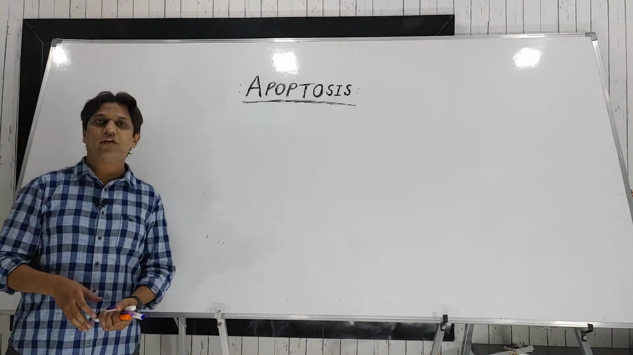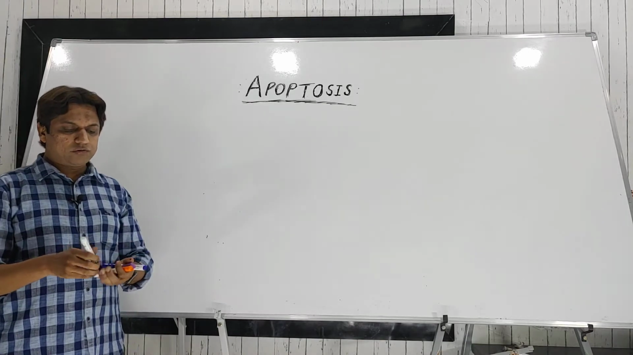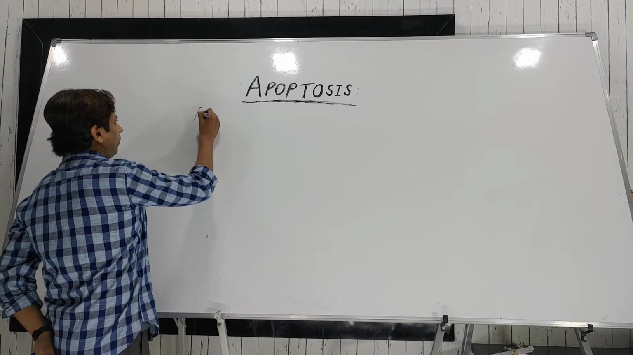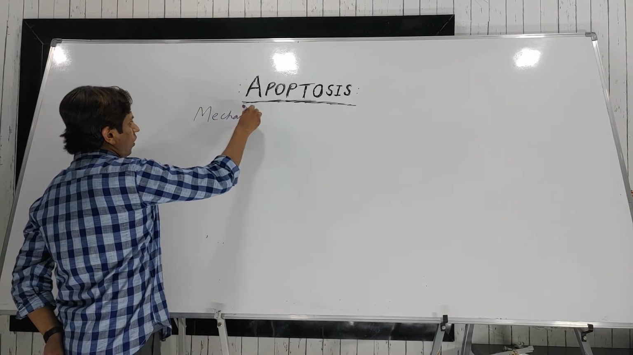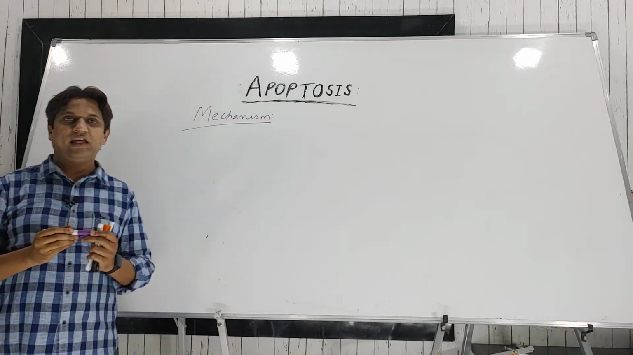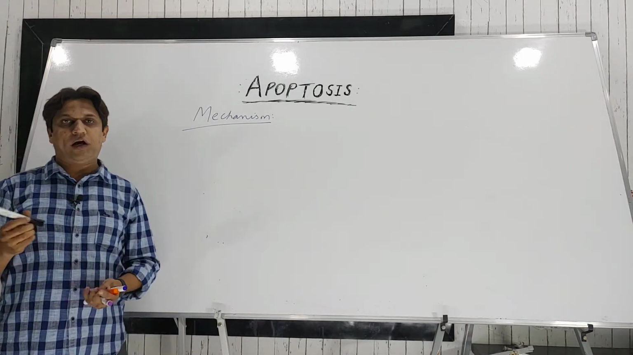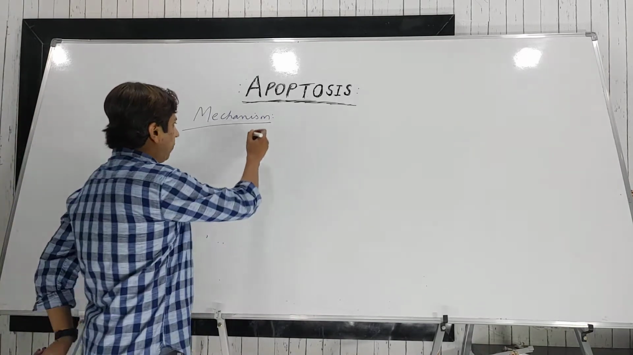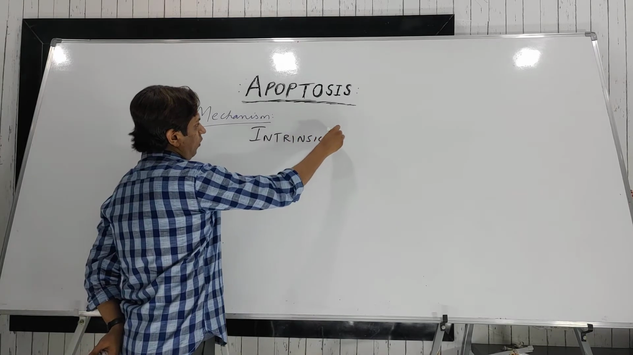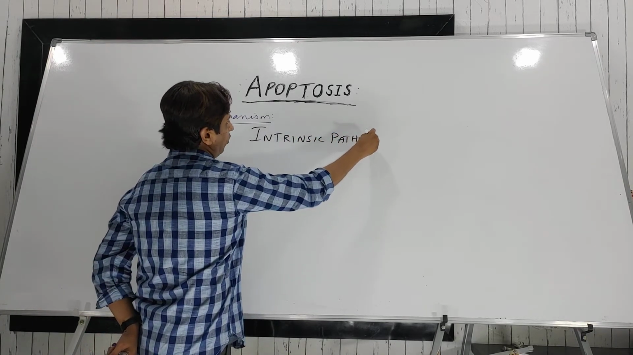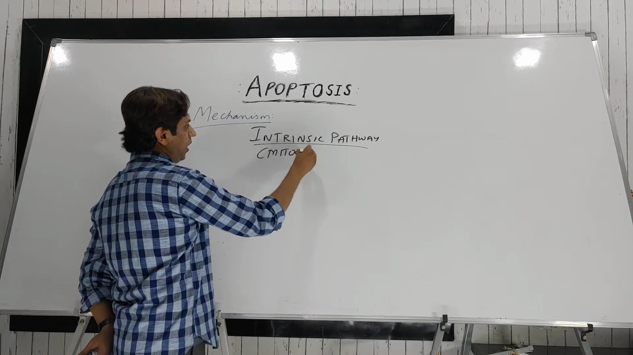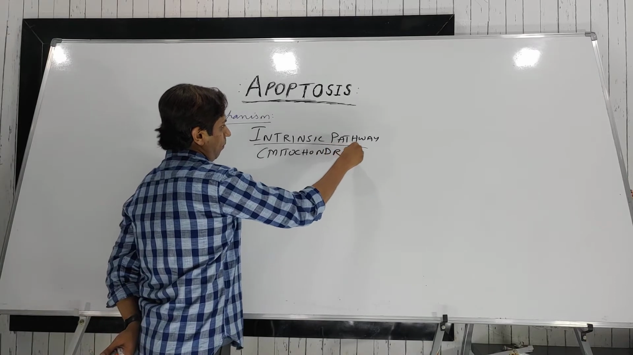Please give your kind concentration here. If you understand this mechanism, you need not mug up; you can very easily remember it. Basically, apoptosis, that is the programmed cell death, can take place by two pathways. One is the intrinsic pathway, also known as the mitochondrial pathway.